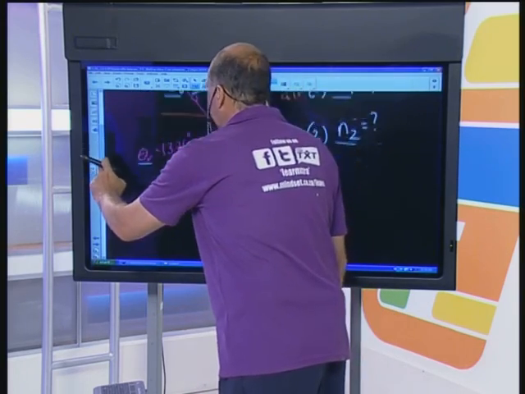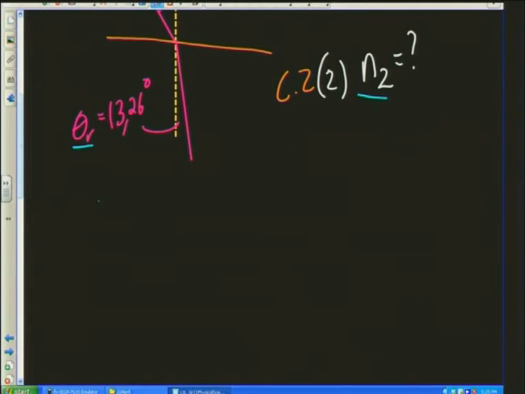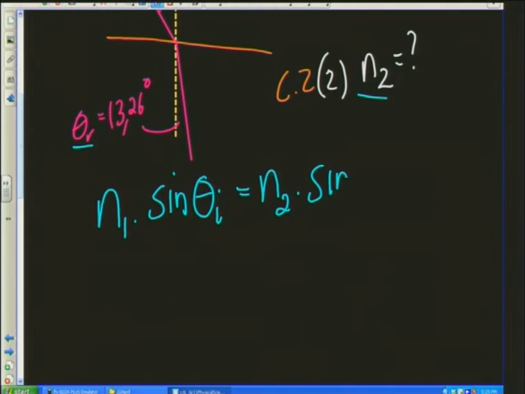So I'm going to write it down in the form that I wanted: n1 times sine. Don't get confused. It's not cos or tan. It's always simply sine. And we're talking about the angle of incidence. n1 and the angle of incidence go together. Then we go n2 times sine theta r, the angle of refraction.